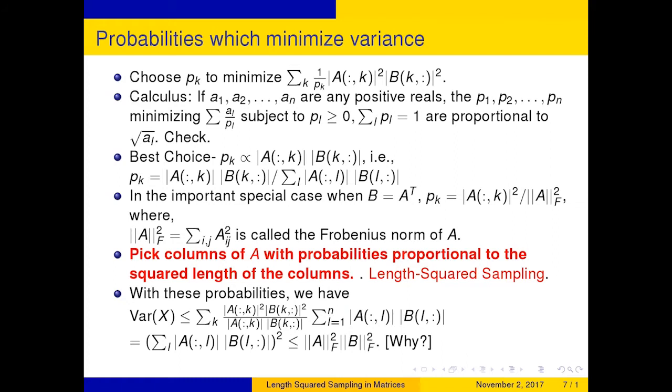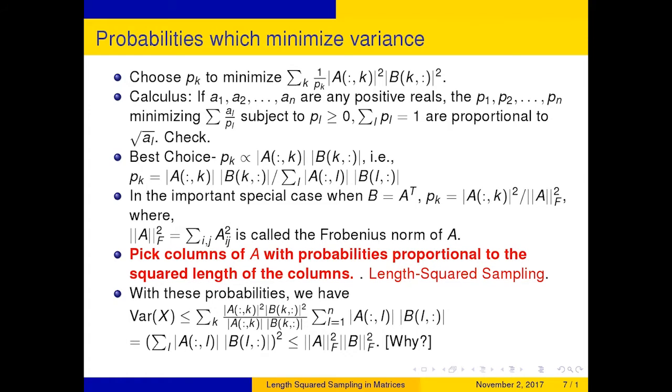So I'm using these probabilities, the pk's. I'm going to plug them into the variance, that's all I'm doing. So pk is this thing divided by the sum, so that comes up here. Altogether this thing cancels, and you get the sum over l, length of the column, length of the row. After I sum, I square them, and that is less than or equal to that.